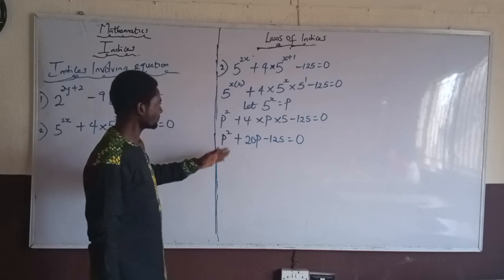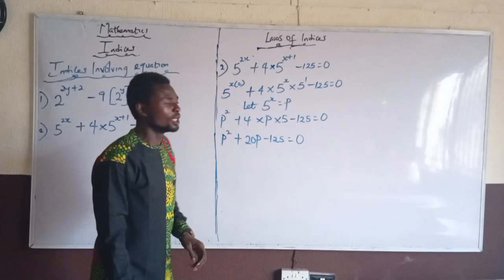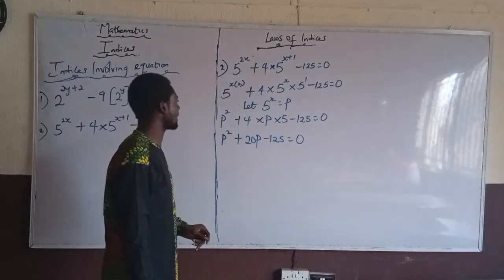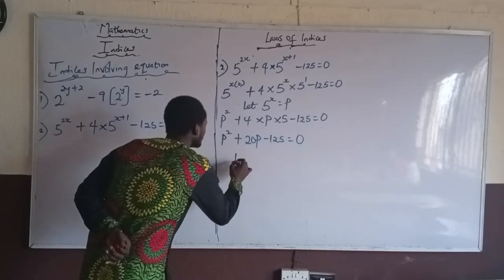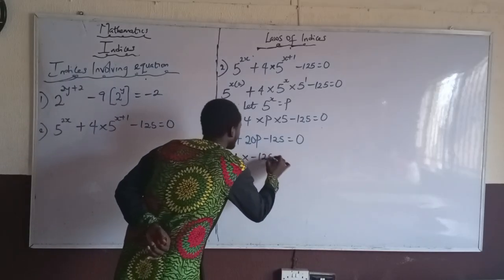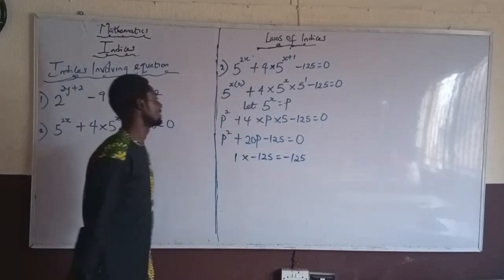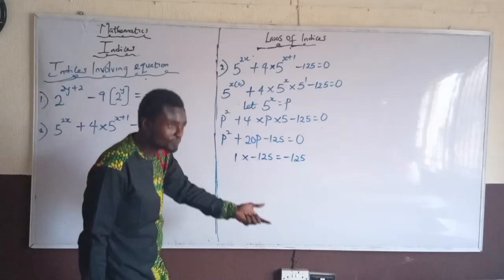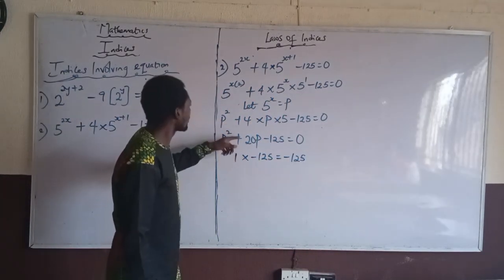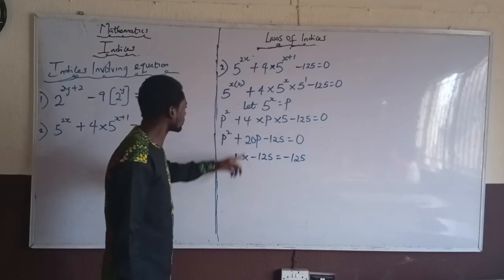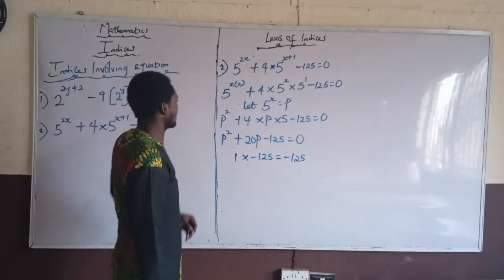So this is a quadratic equation. So the first thing I do is to multiply a by what? By c. a by c. So here is what? 1 times minus 125 equals minus 125. So I'm looking for two numbers which, when we multiply them together, give us minus 125, and when we add or subtract, it must give us what? 20. So can we use 15 and 5?